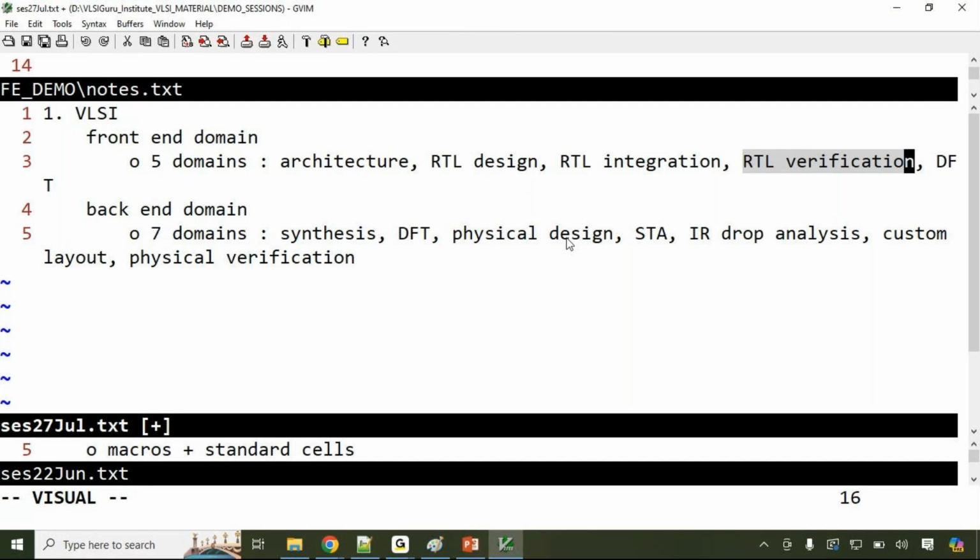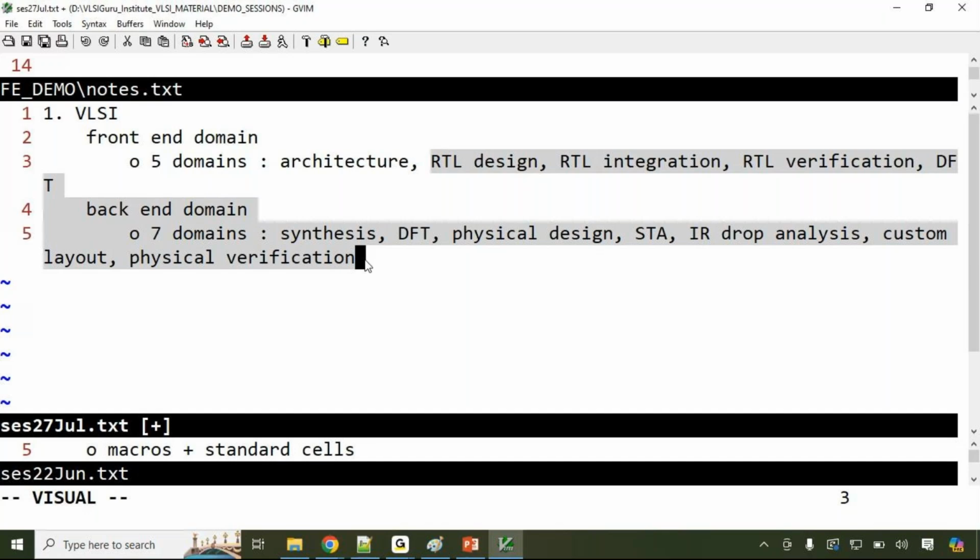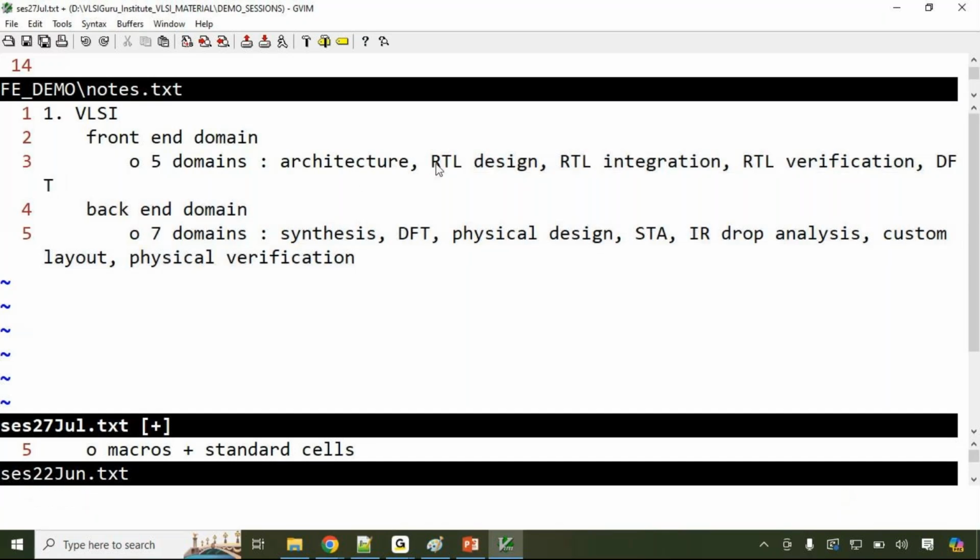Now coming back to our slide, courses starting today. One of the things we have been doing as an institute is we offer training in most of these, except for the architecture part. We offer training in RTL design, RTL integration, verification, DFT, synthesis, every domain. We don't have a dedicated demo for each and every topic.